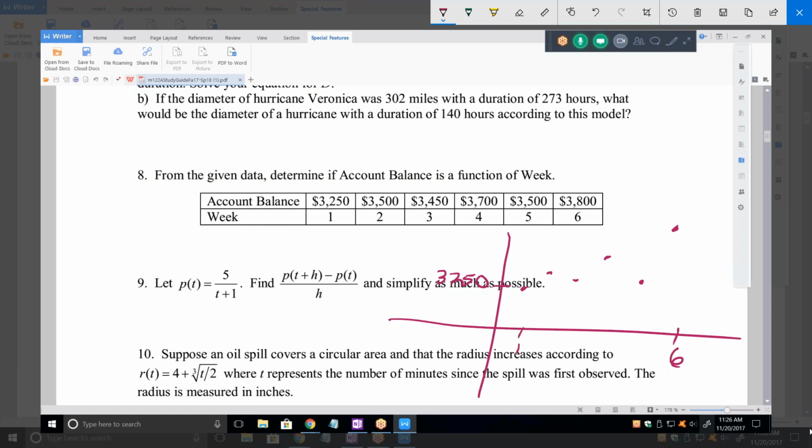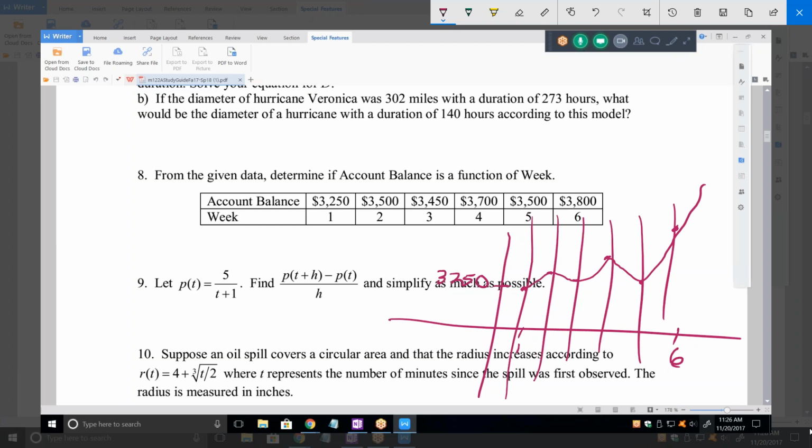Yeah. No vertical lines. Exactly. In other words, if I want to see if a bunch of data points are a function, the easy way to do it is go ahead and connect them and see if it passes the vertical line test. And it does. No matter where I pass a vertical line, I only get one value of y, the account balance.